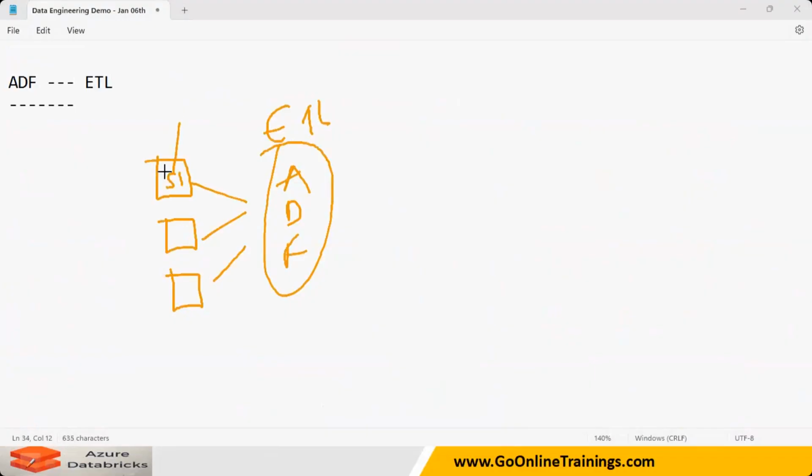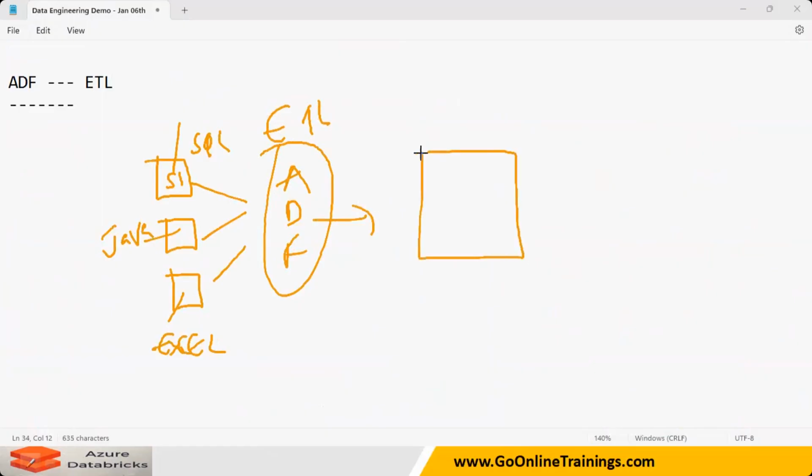This is the source. Source may be you're getting data from SQL, or maybe from a Java application, maybe from an Excel application, or some other application. All the data you are going to be dumping into the cloud. Cloud may be Azure, or AWS, or Google Cloud Platform. In the cloud we are going to be creating a blob or a data lake. All the data we are going to be dumping here.